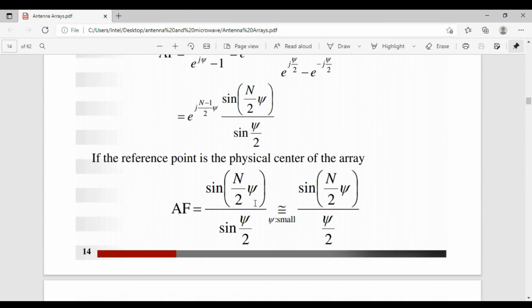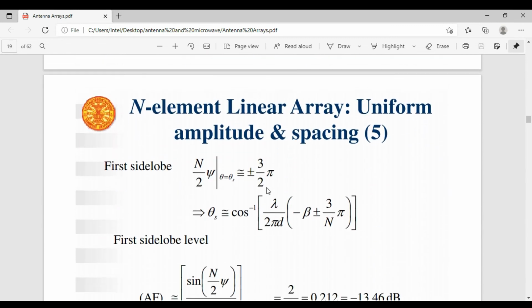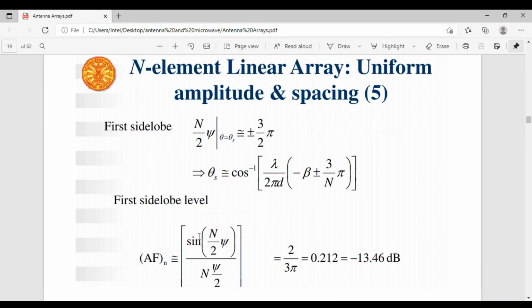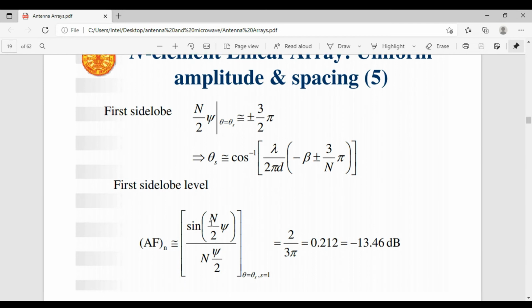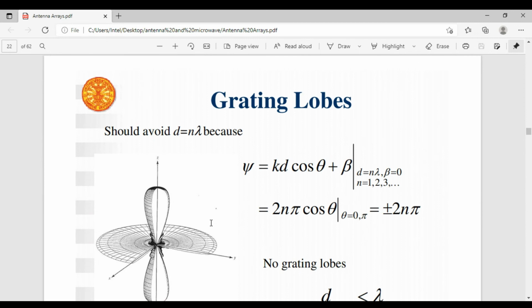So we have to substitute the values, N equal to 3. In our problem, they told us N is equal to 3. Psi is equal to beta d cos theta plus alpha. Beta is equal to 2 pi by lambda. If the frequency is given, we can find the value of lambda. Lambda is equal to c by f, where c is the velocity of light and f is the frequency. The velocity of light is 3 into 10 power 8. By using this, we can find the values.